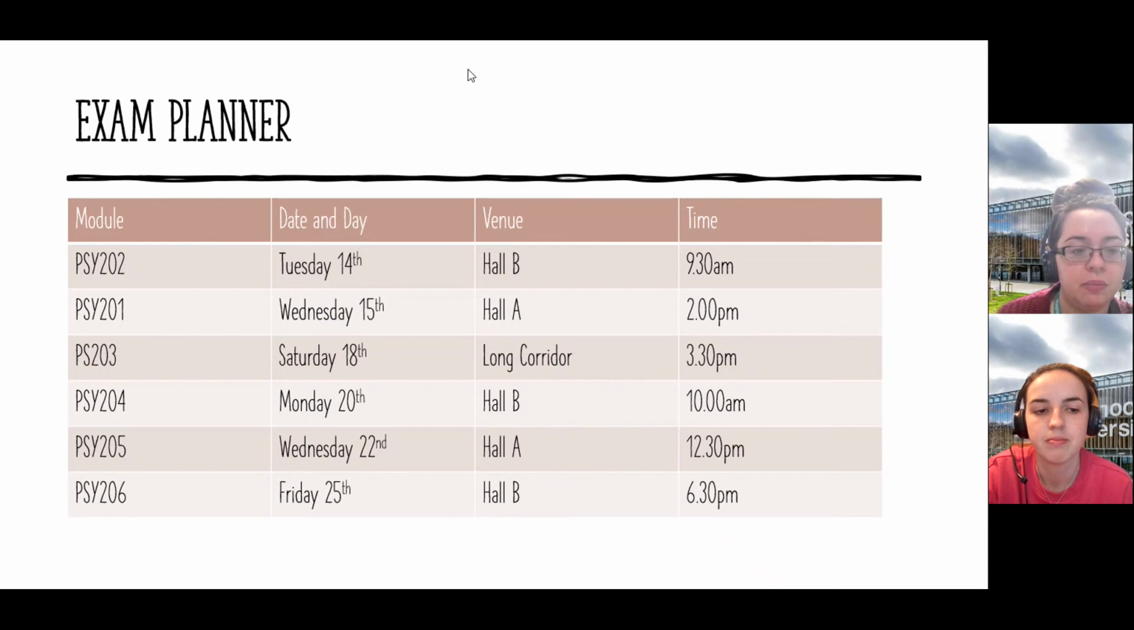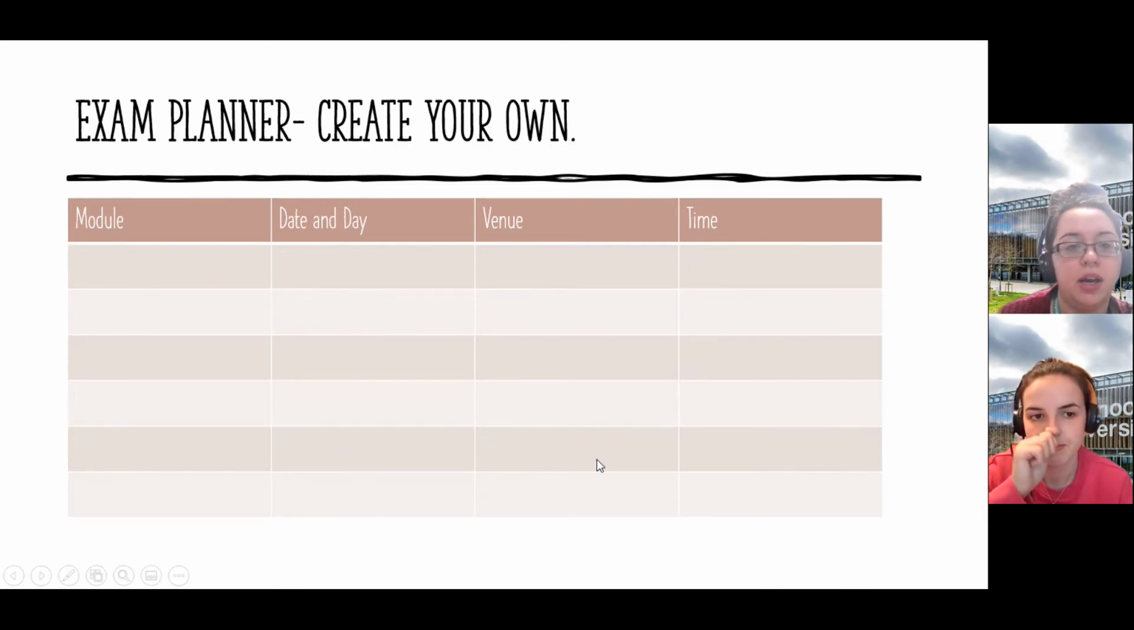Another thing then is an exam planner. So put your module and your module codes here, the date and the day that they're on, the venue that you're going to be in, and then the time that they're going to be on. So it's really important that you have those organised, printed out, stick it up on your wall, put it on a sticky note, whatever works best for yourself. And then this is just an example that you can use to create your own exam planner.